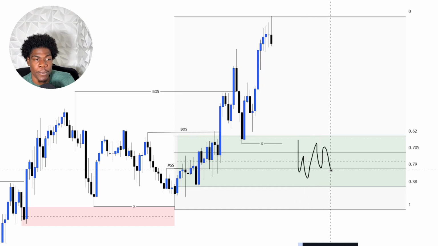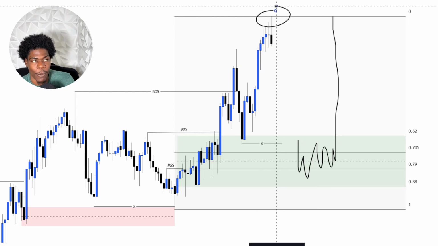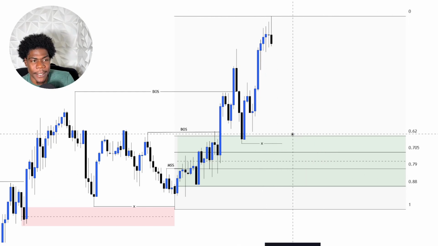This is where you want to see price give you your reaction to then extend higher to come and clear this old high right here. But we don't just trade the OTE blindly. It's just a good confluence. We have to align more smart money concepts.